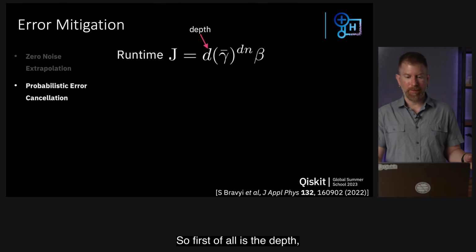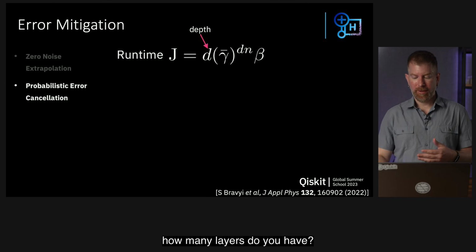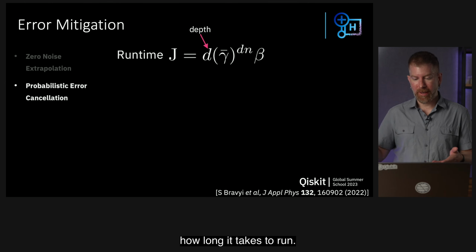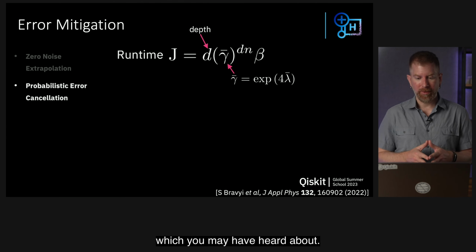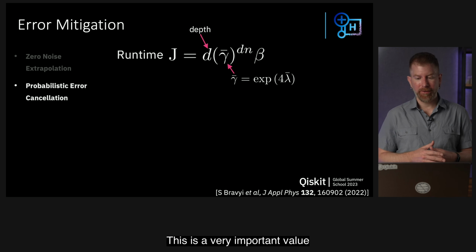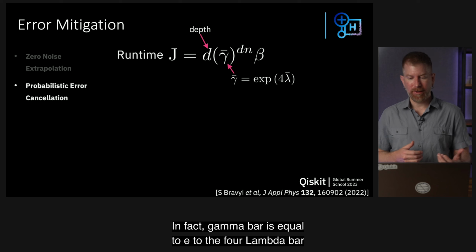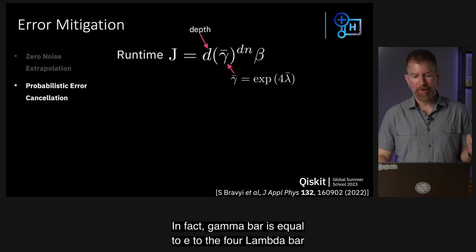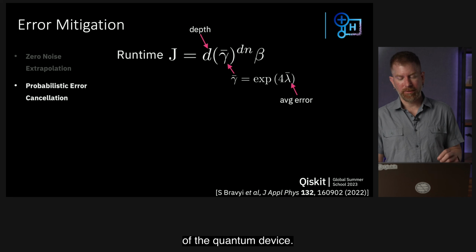So first of all is the depth, which is like the depth of the circuit. How many layers do you have? And so that's going to affect how long it takes to run. We have this value called gamma bar, which you may have heard about. This is a very important value, and it's related to the overall error. In fact, gamma bar is equal to e to the 4 lambda bar, where lambda bar is kind of an average error of the quantum device.